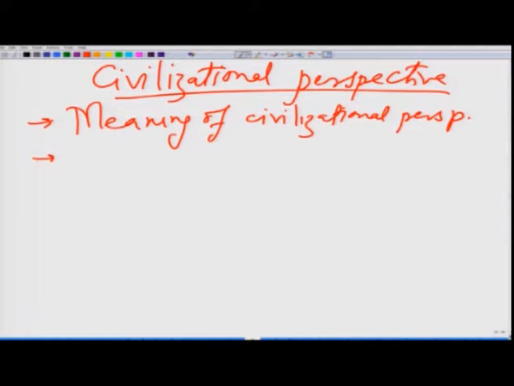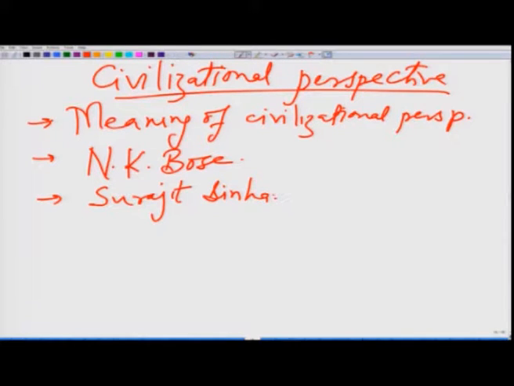The second thing is to speak about the pioneers, and in that we have two prominent persons with whom we link the contribution of the civilizational perspective. One is N.K. Bose and another is Surajit Sinha. I think these are the people who try to understand or use the civilizational perspective in a specific sense. We also have certain other people, like Professor B.S. Cohen, and many others who use the civilizational perspective in a specific sense.